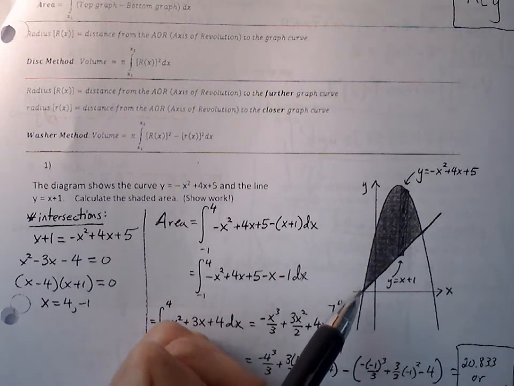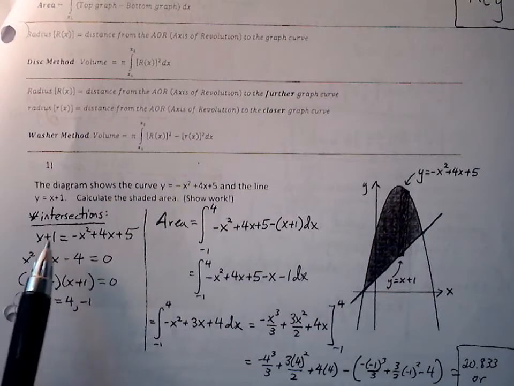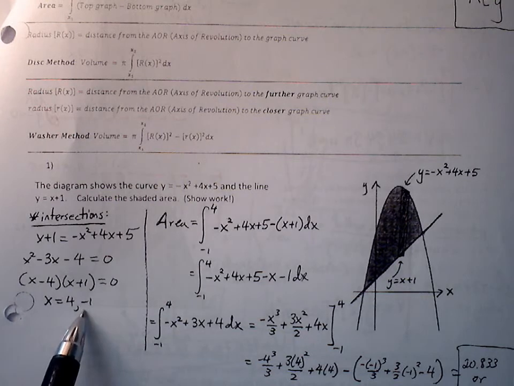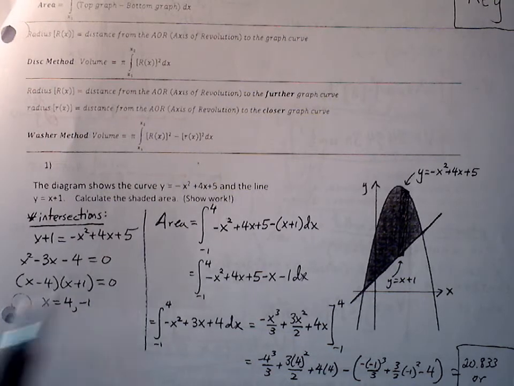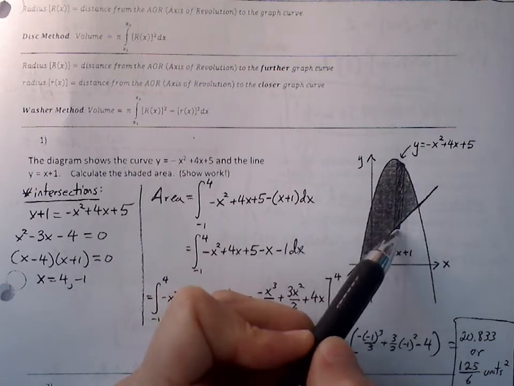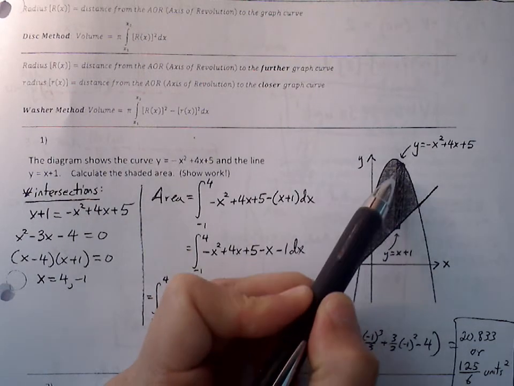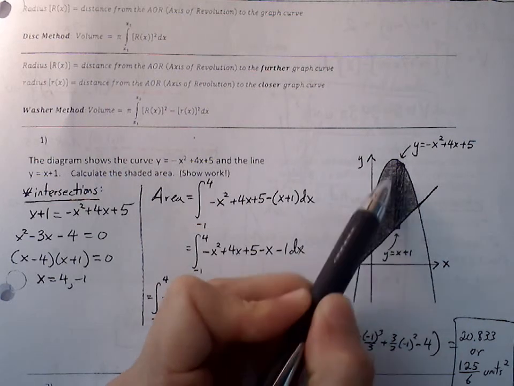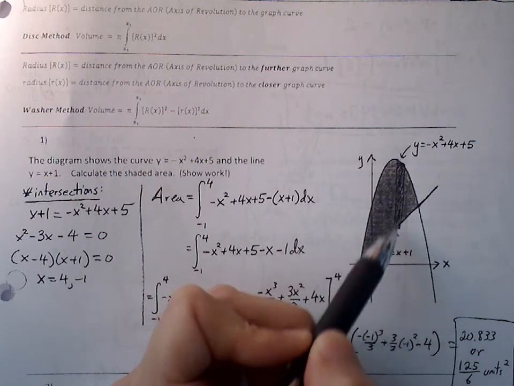First thing we can do is find our boundaries by setting our equations equal to each other. Bring everything over to one side. We factor, we get 4 and negative 1. And now we can plug in the area formula, which is just connecting that distance between the boundaries of our two curves. And then we see it's the top minus bottom.